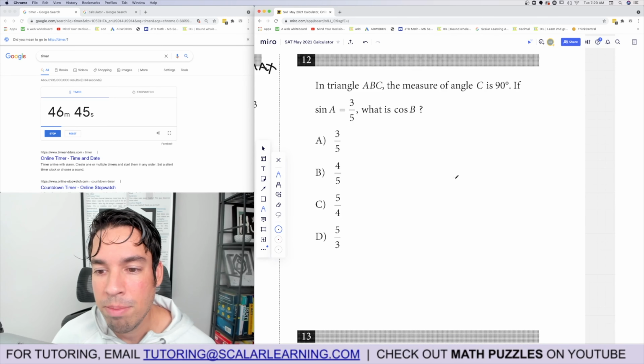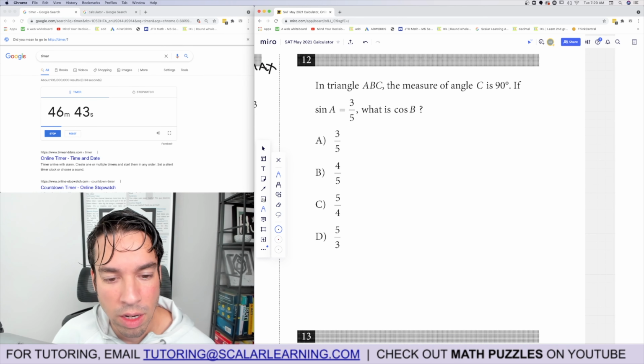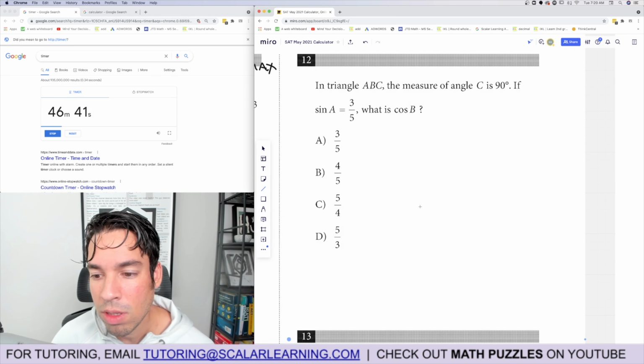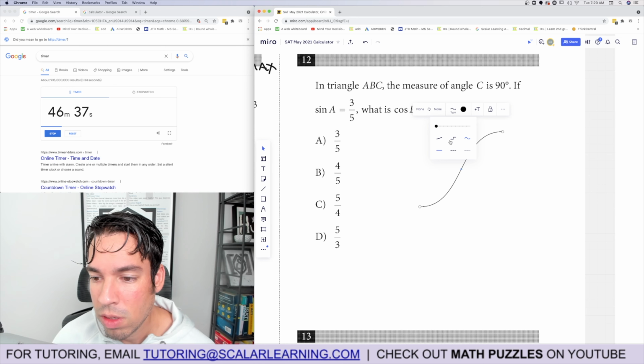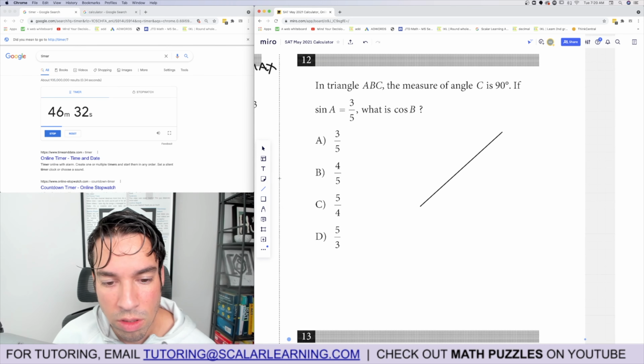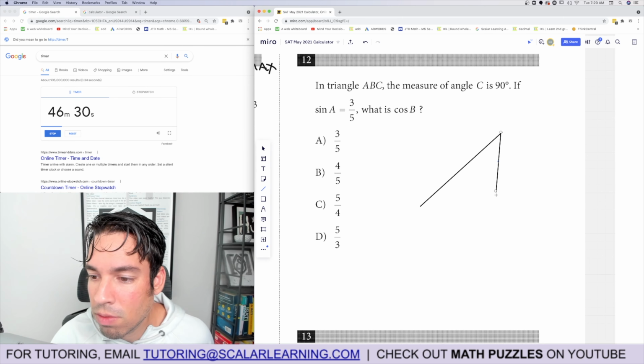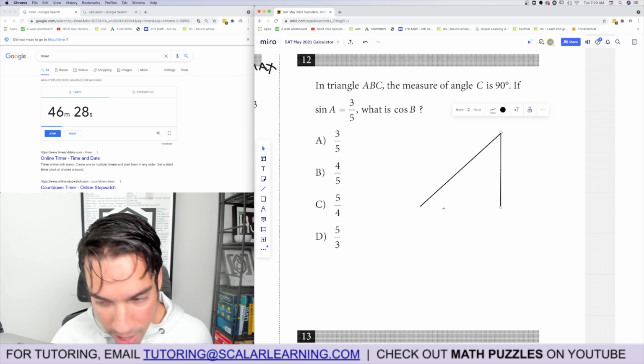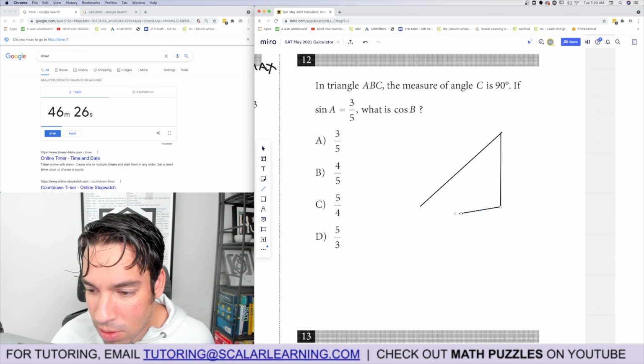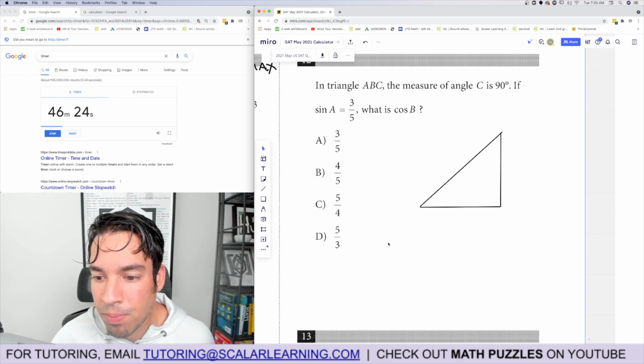In triangle ABC, the only thing I don't like about this whiteboard is whenever I have to draw these triangles, it always defaults. I gotta fix it so it doesn't do that every time. I'm sure there's a way to fix it. It makes it kind of a hassle to draw these triangles. Okay. All right. There we go.